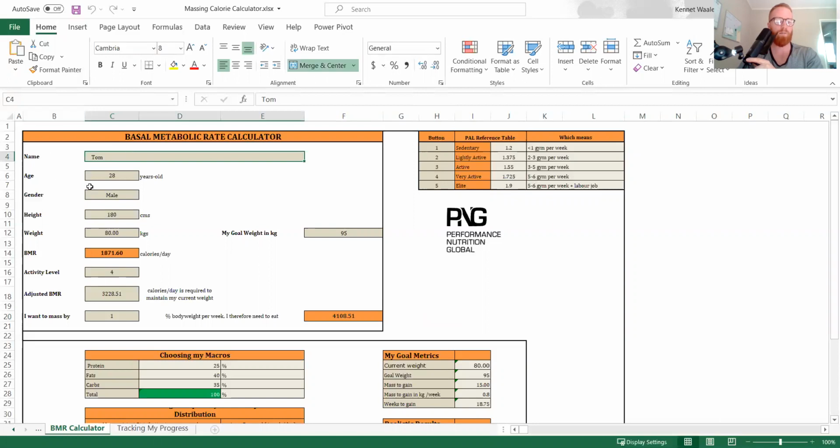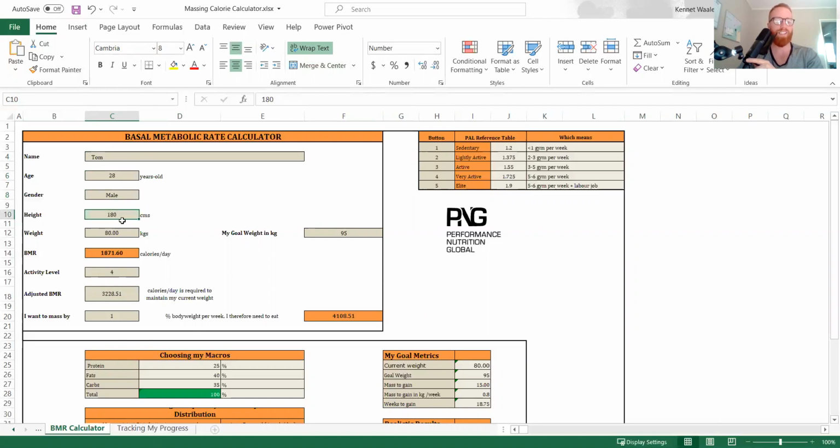So you put in your name, you put in your age, don't put 28 and a half. If you're 28 years and 6 months, you put 28 in there, cool. Of course, you choose whether you are male or female. Primarily, this is going to be suitable for most males.